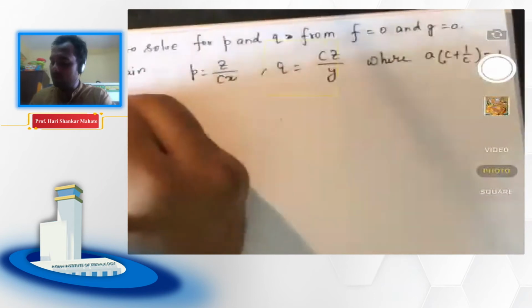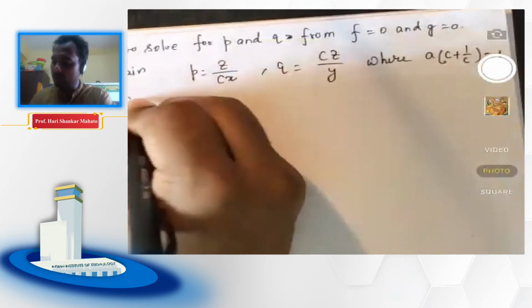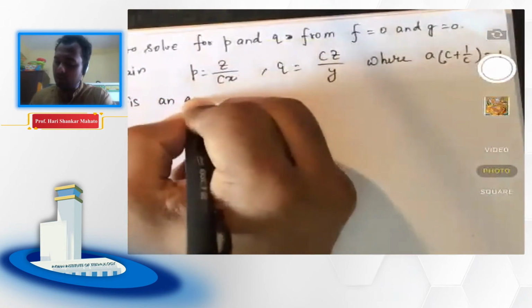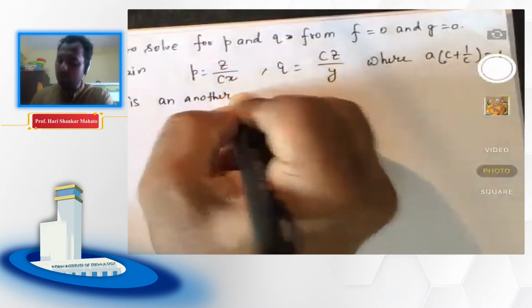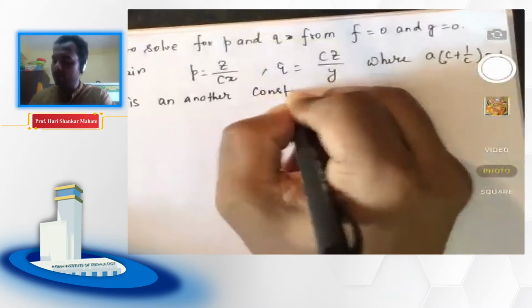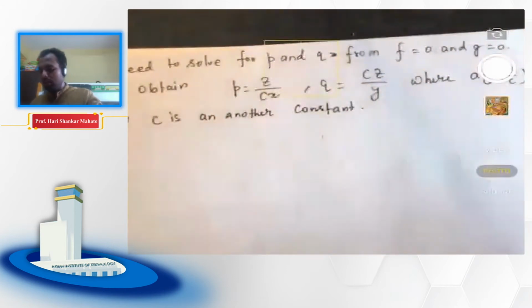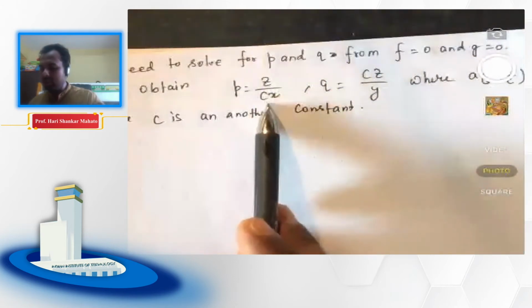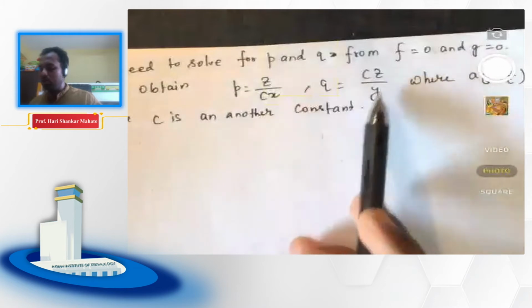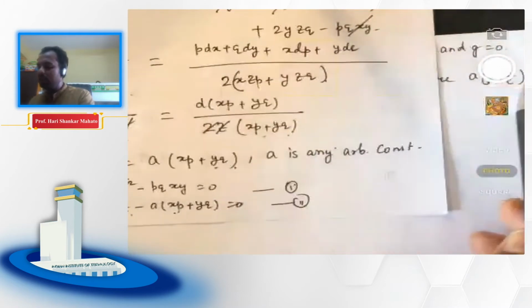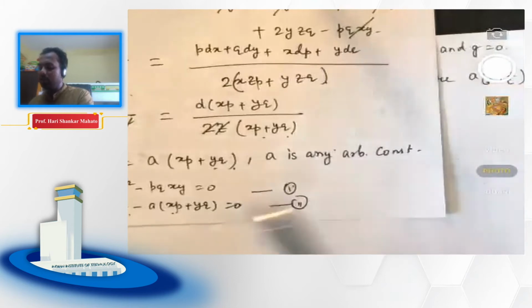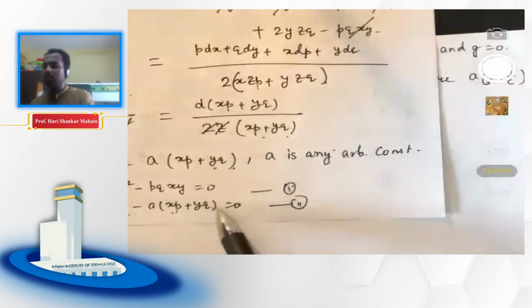where c is another constant. All right. So basically, let me go back to the previous page. If you take p equals z by cx, and q equals cz by y, and you substitute here where you relate c and a by this equation, then you'll see that p and q satisfy this relation.